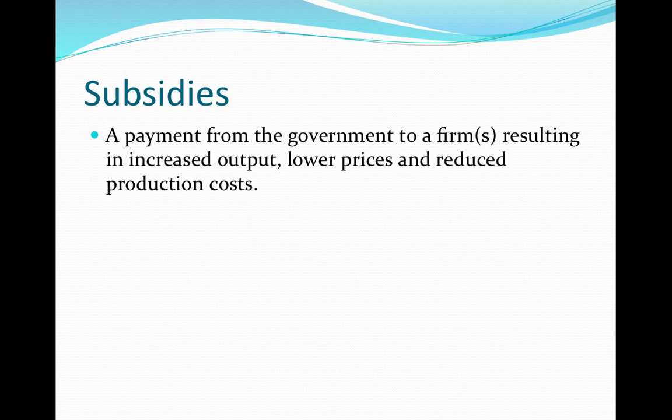They are basically defined as a payment from the government to a firm or to firms, resulting in increased output, lower prices, and reduced production costs. IB, for some reason, loves for you to mention that those production costs have gone down, and I think in a recent exam they even stipulated that you couldn't get the second mark unless you mentioned something about reduced production costs. So please remember that.